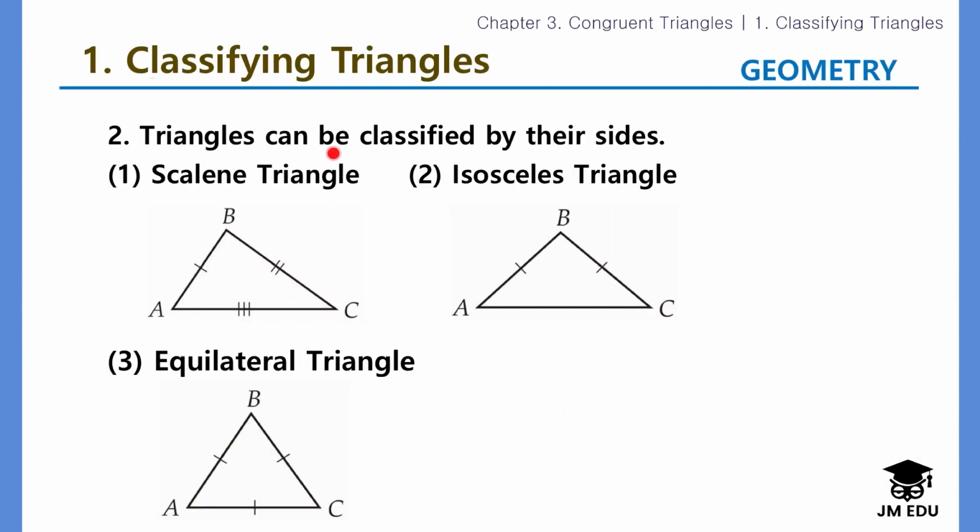Triangles also can be classified by their sides. If all three sides are different, this triangle is called a scalene triangle. If two of the three sides are equal to each other, then this triangle is called isosceles triangle. If all sides are equal to each other, all three sides are equal, then this triangle is called equilateral triangle.